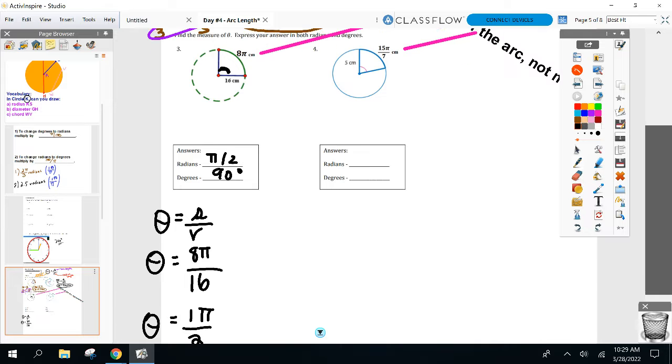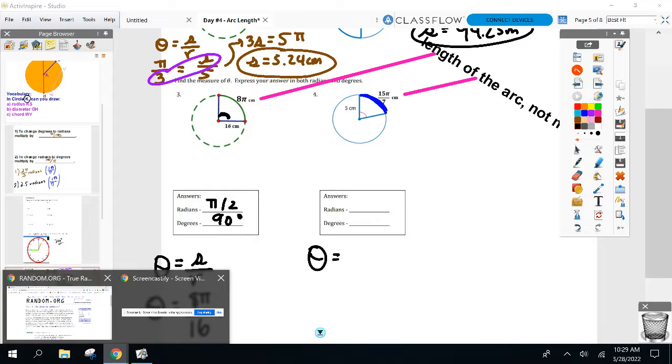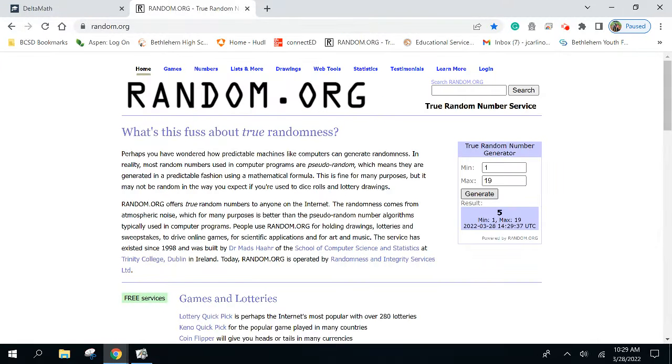Next one, find theta. Again, I know I should have gone over this better. I know there's pi here. That's the length of the arc. This isn't radians or anything. That's 15 pi over 7 centimeters. That's the length of the arc. So we're trying to find the angle. So theta, length of the arc. What is it? Even though I just said it, I just want to keep people on their toes.